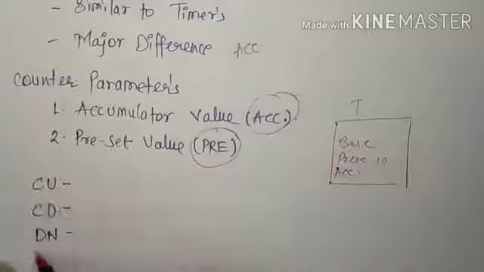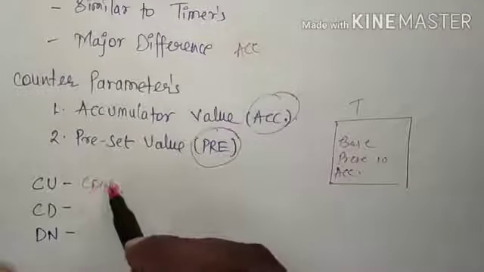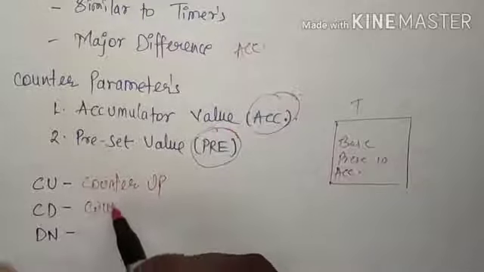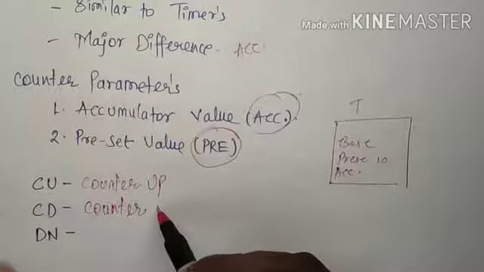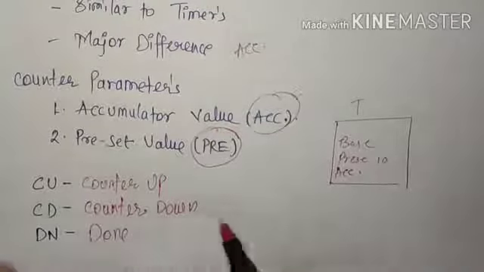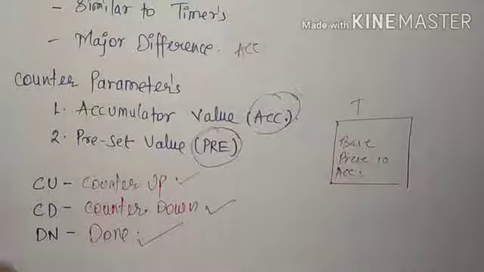There are three terms used: CU meaning counter up, counter down, and done bit. These are the three parameters which are used.